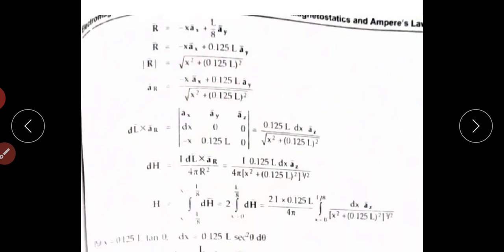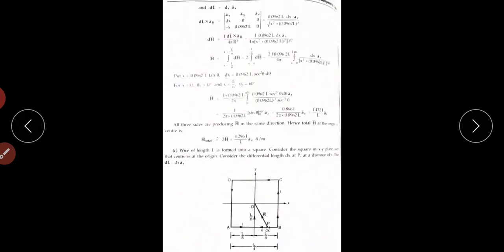So next, find dl bar cross r bar. Not dl bar cross ar bar, it is dl bar cross r bar. So dl bar vector equals dx into ax bar, and r bar vector equals this one. So find dl bar cross r bar. Unit vectors are ax bar, ay bar, az bar.